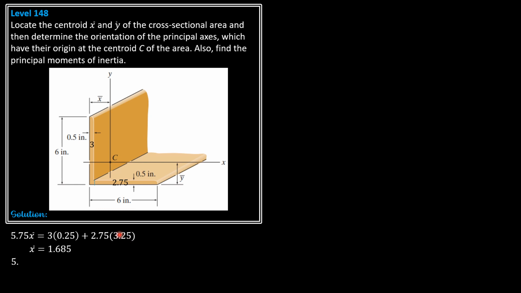Similarly, 5.75 y bar is equal to 3 times 3 plus 2.75 times 0.25. Y bar is also 1.685. So x bar equals y bar equals 1.685. For the product of inertia of the area, for the rectangle with respect to the centroid 0, plus area 3 times x bar 0.25 times y bar 3 for the vertical rectangle.